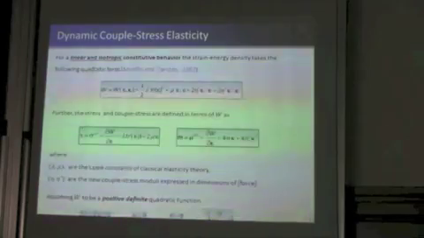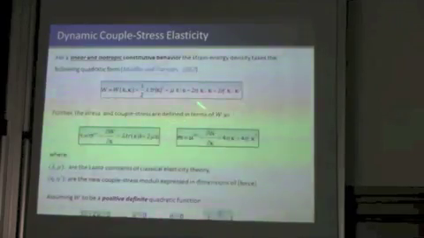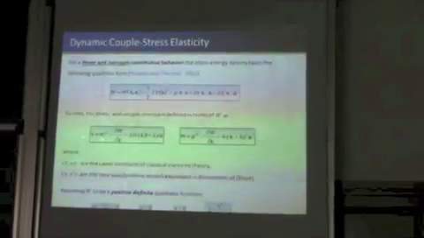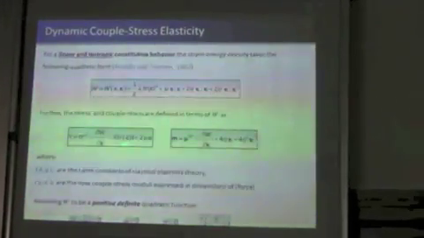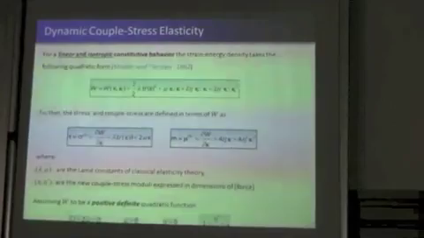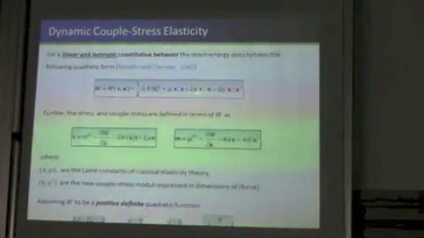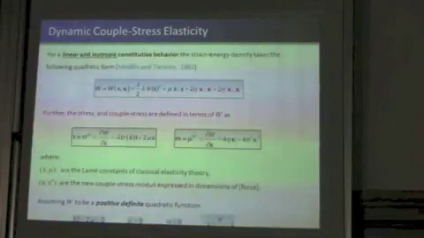Now, assuming a linear anisotropic material response, we have the following form for the strain energy density. The terms appearing in red are the new terms in coupled stress elasticity related to the curvature. And accordingly, we can define the constitutive equations of the theory relating the symmetric part of the stress with the strain and the deviatoric part of the coupled stress with the curvature tensor. Eta and eta prime here are the new coupled stress moduli.